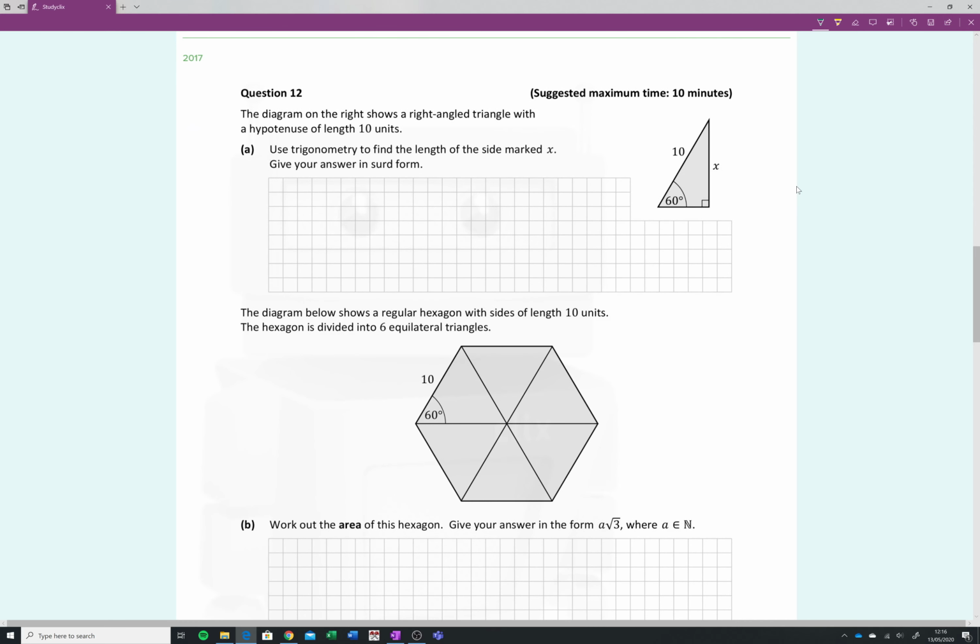2017 Note Out, Paper 2, Question 12. So you may have a copy of it there in front of you. The diagram on the right shows a right angle triangle with a hypotenuse of 10. Use trigonometry to find the length of the side x. Give your answer in surd form.